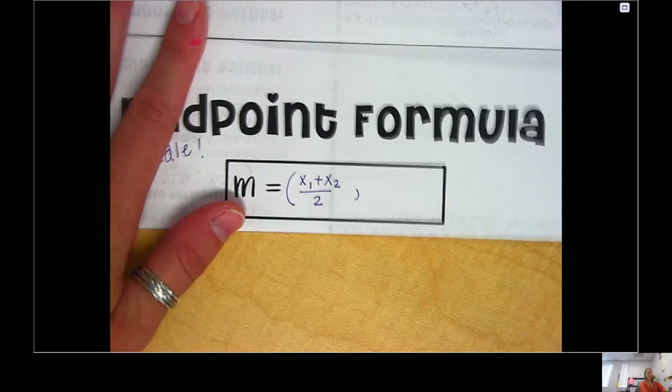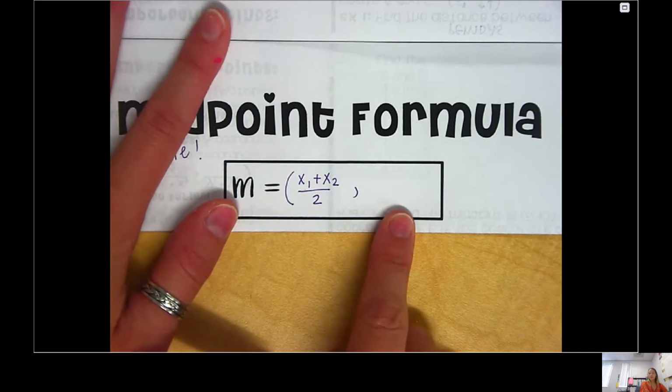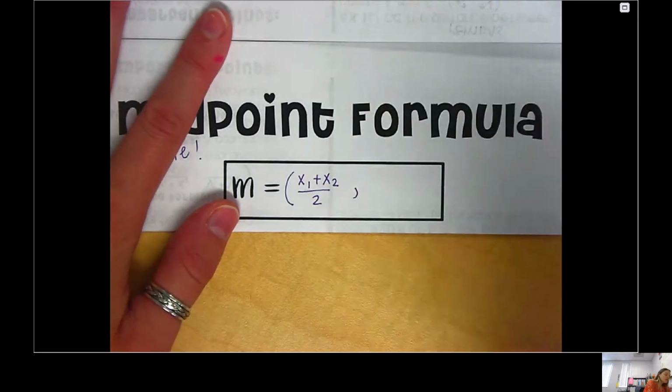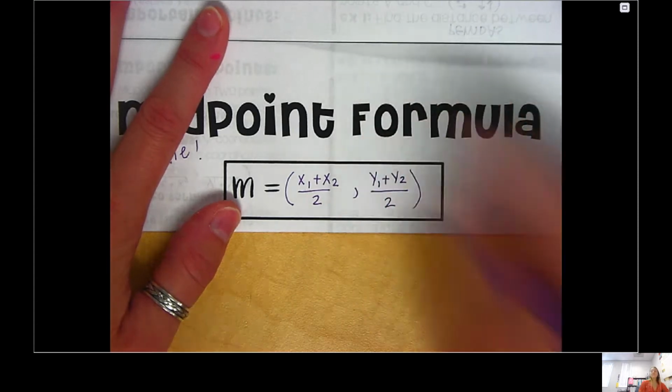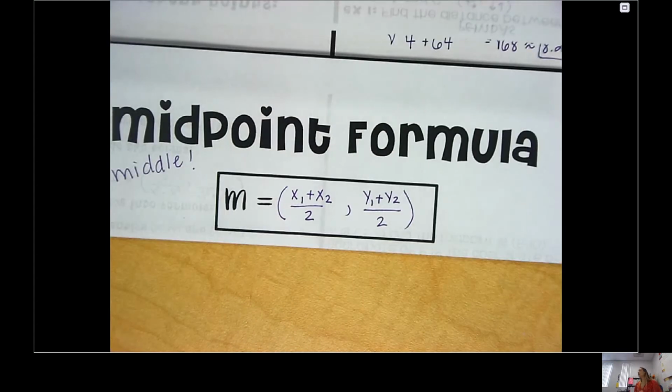And I'm going to put a comma. That's my x value. And then I'm going to do the exact same thing for my y values. y1 plus y2 divided by 2. And that's it. It's the average of the 2 points. So I think you're going to like this one way more because it's very quick and very easy.